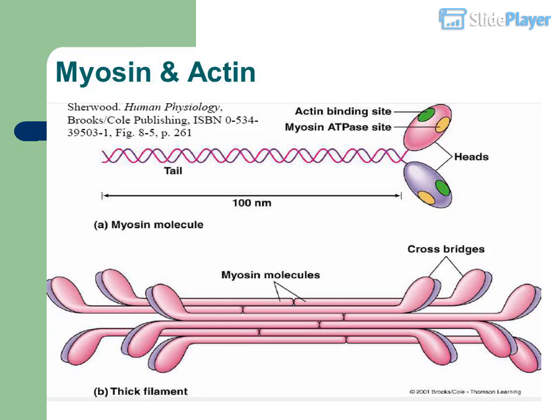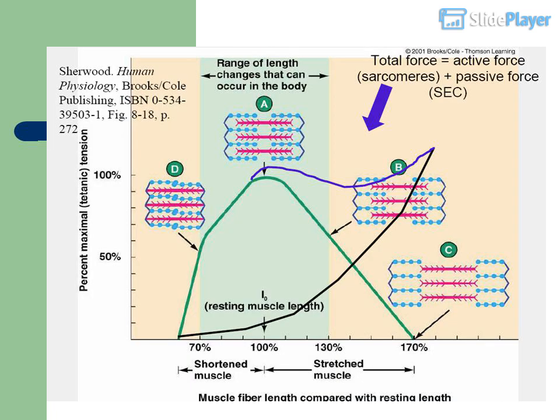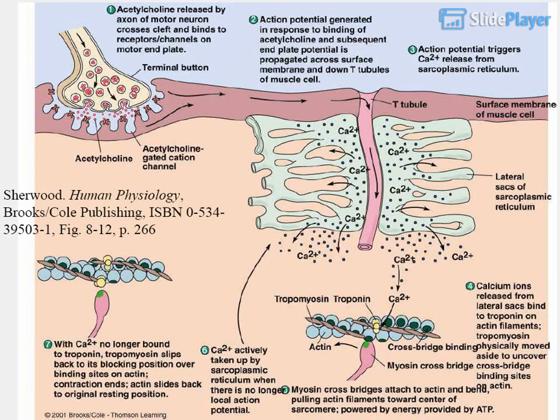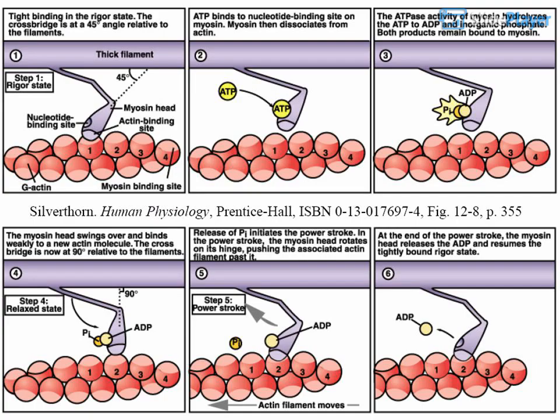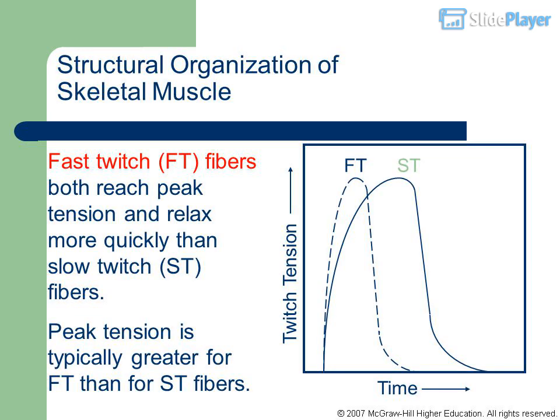Myosin and actin. Motor unit: a single motor neuron and all the fibers it innervates. Consider the functional unit of the neuromuscular system. There are two types of fibers: fast twitch, FT, and slow twitch, ST. Structural organization of skeletal muscle.